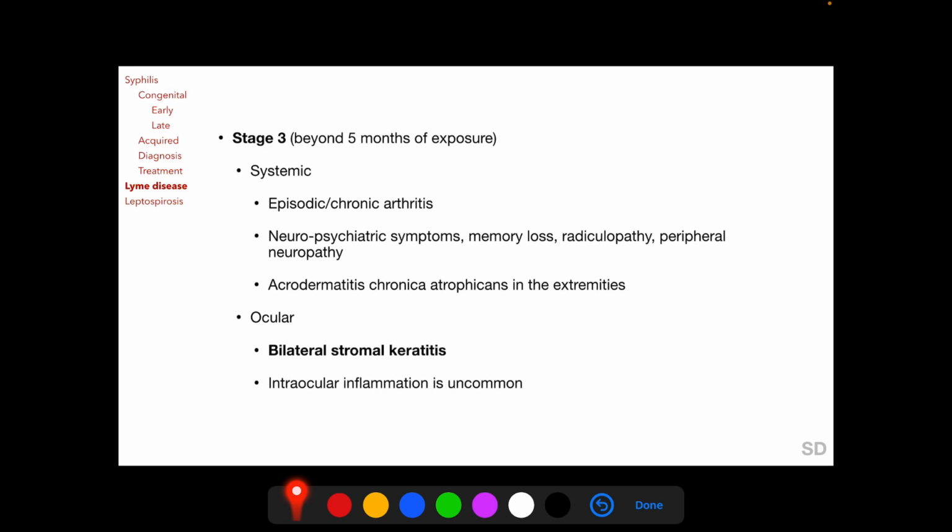So stage 1 of Lyme disease is manifested by erythema chronicum migrans. The ocular manifestations in the second stage include unilateral or bilateral 7-nerve palsy and intermediate uveitis, and in the third stage of Lyme disease we get bilateral stromal keratitis.